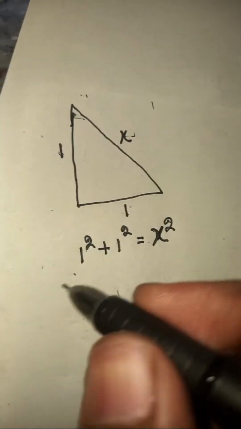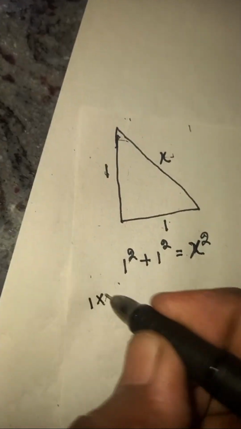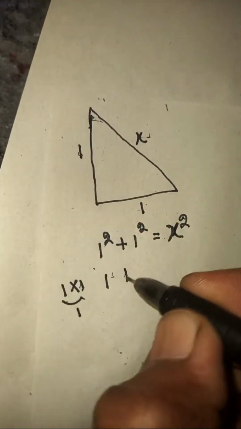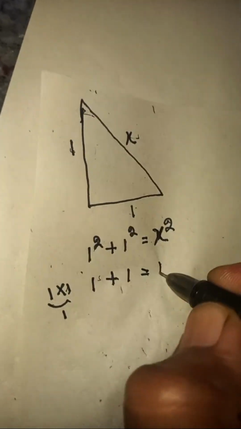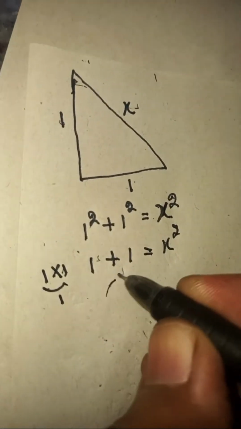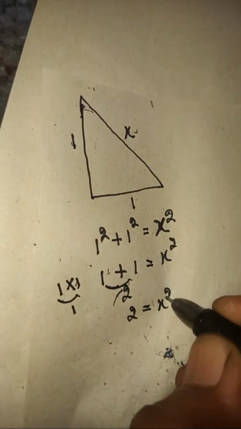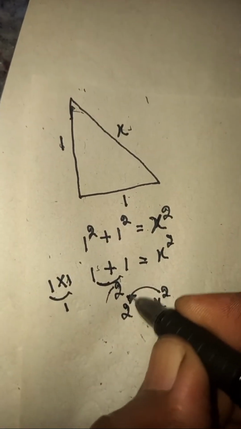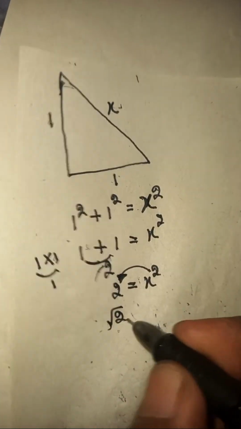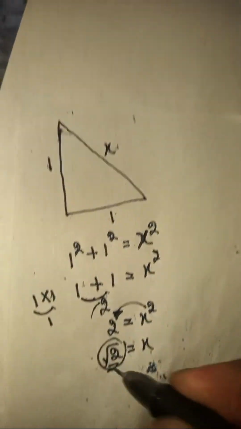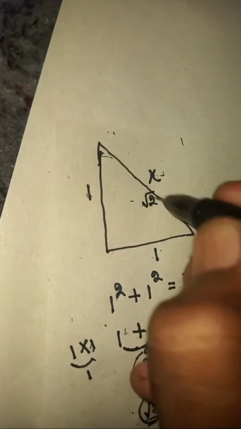Here 1 square means 1 times 1, which is equal to 1. So it is 1 plus 1 equal to x square. 1 plus 1 is 2. So 2 equal to x square. This square goes to this side and becomes root. Root 2 equal to x. Root 2 is the length of the hypotenuse.